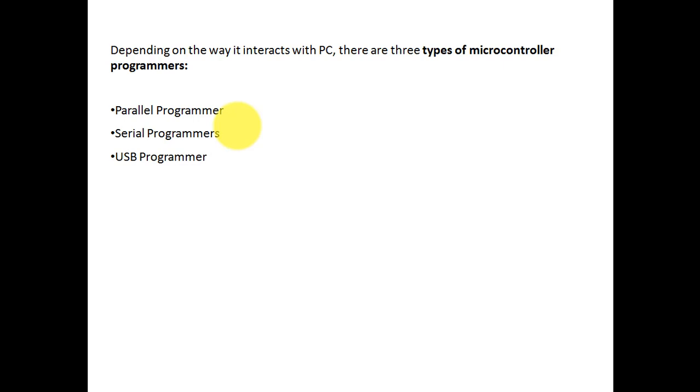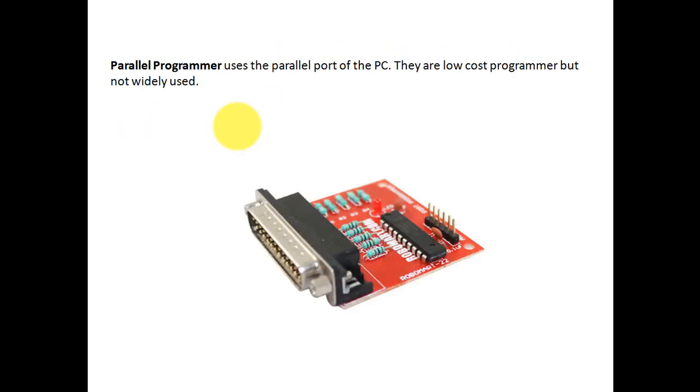Depending upon the way it interacts with the PC, there are three types of microcontroller programmers: parallel programmer, serial programmer and USB programmer. A parallel programmer uses the parallel port of the PC. They are very low cost programmers, but most modern desktops and laptops don't have such a parallel port. Hence, parallel programmers are not widely used.